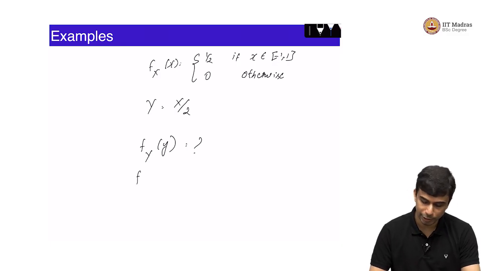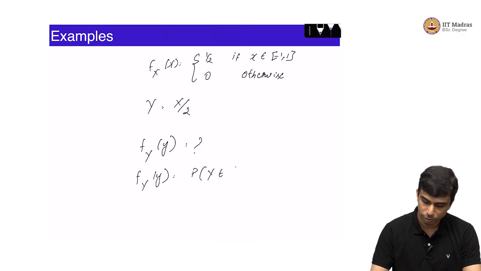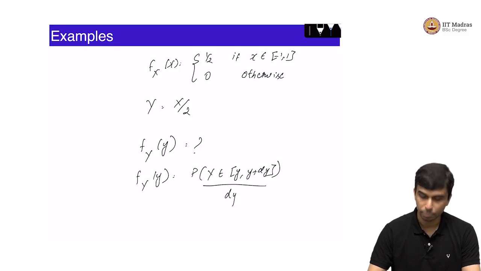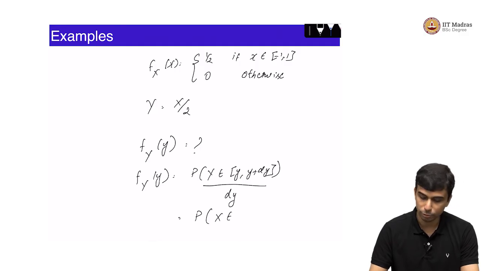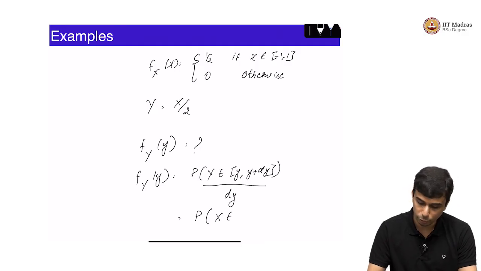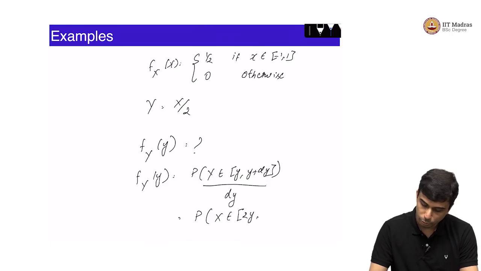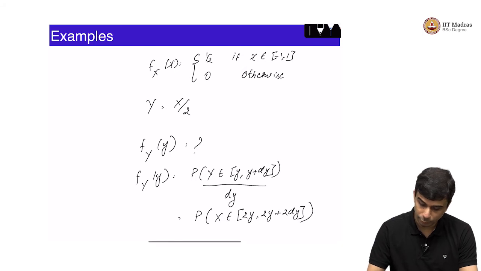What is fy of y? It is the probability of y belonging to y to y plus dy, divided by dy. But y is exactly equal to x by 2, which means that this is exactly equal to the probability of x by 2 belonging to y to y plus dy, or x belonging to 2y to 2y plus 2 dy, divided by dy. Right.